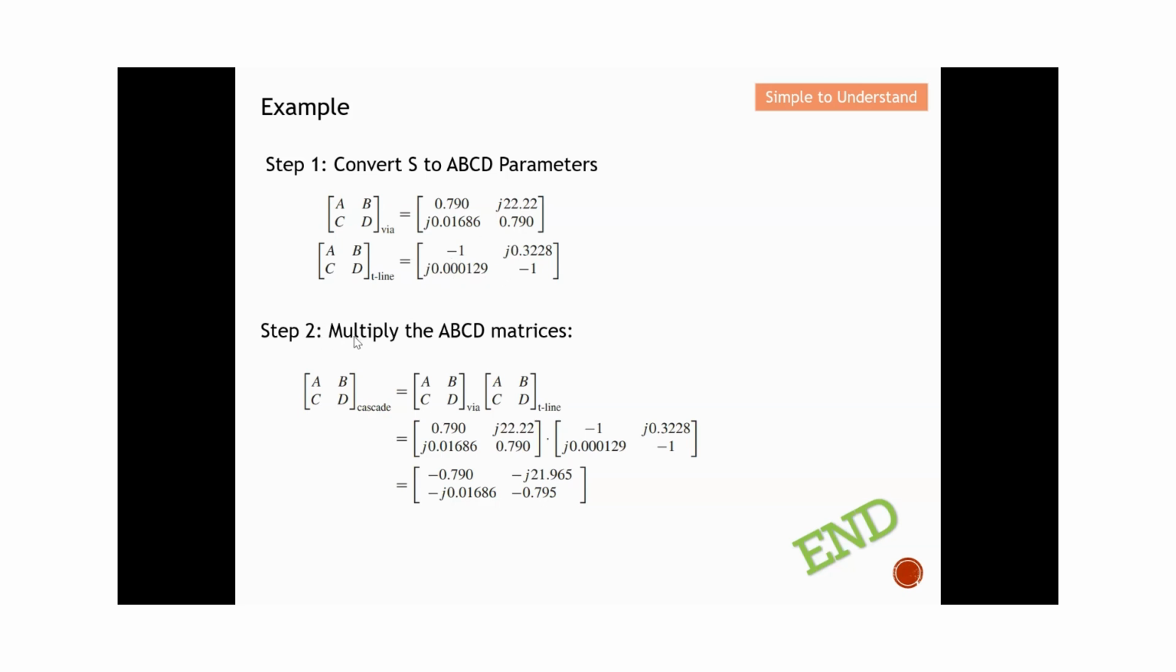So on step 2, basically what I need to do is multiply the ABCD parameters, which means this multiplied by this, which I will further discuss in the part 8 series discussion.